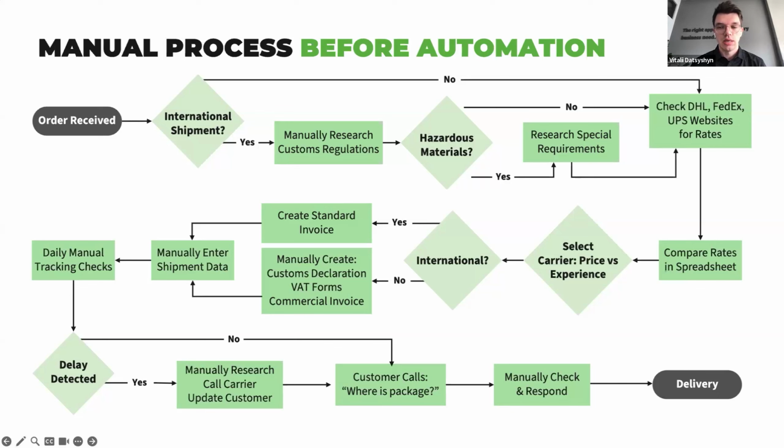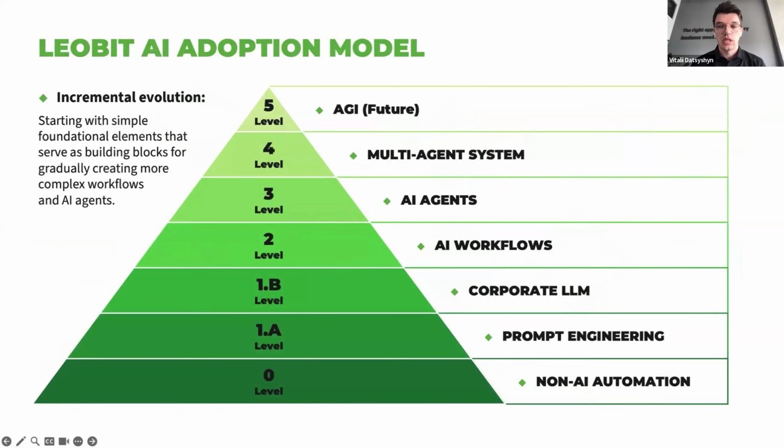But again, it's just an example, and Leobit's AI adoption model is pretty universal and not locked into this specific case, project, or domain. So now let's take a look at our AI adoption model. This slide illustrates this model as an incremental evolution. In general, our approach is to start simple, prepare foundations that already provide benefits of automation, and progressively move to more complex AI solutions, using previous steps as building blocks to reach the next level. That's why it's evolution and not replacement.